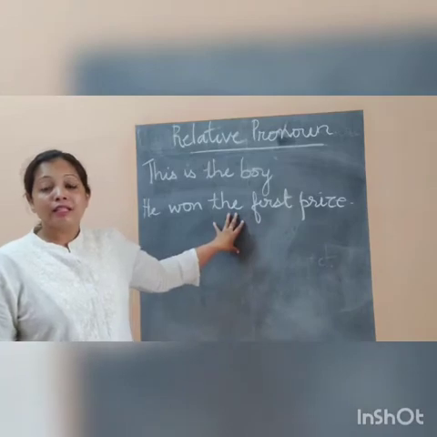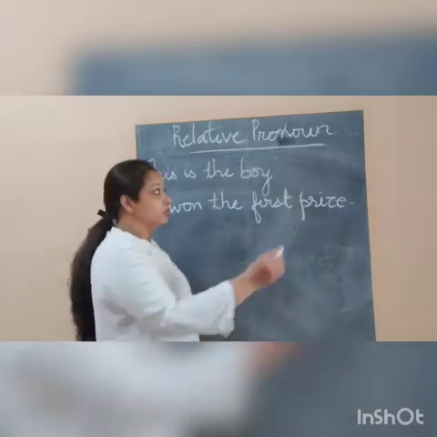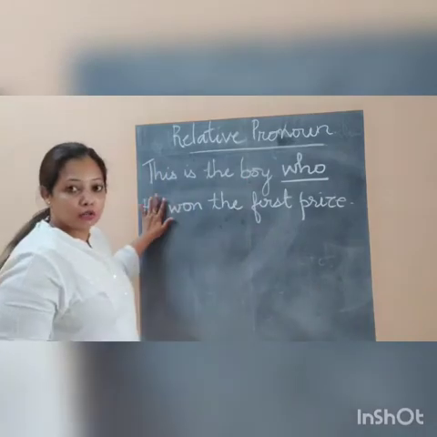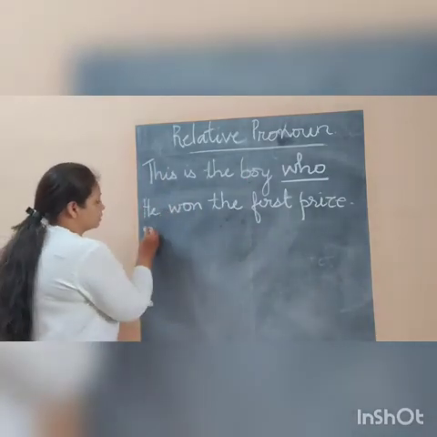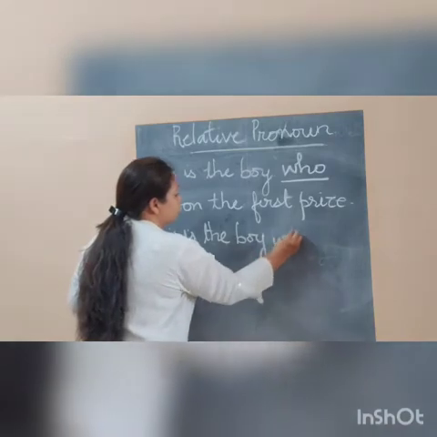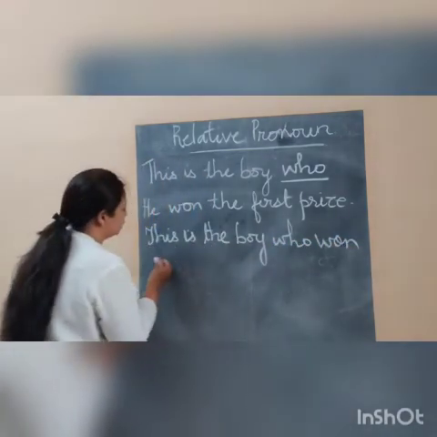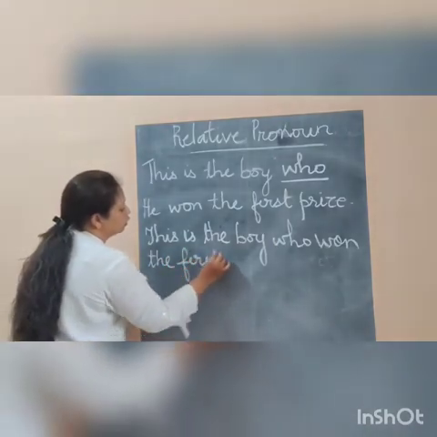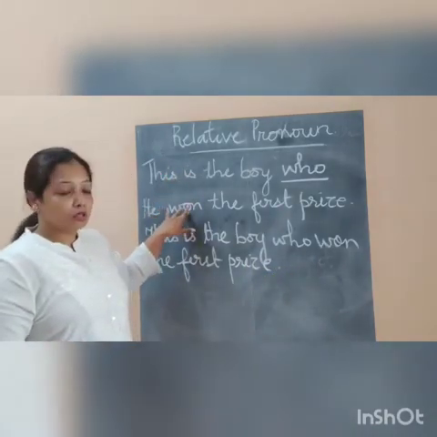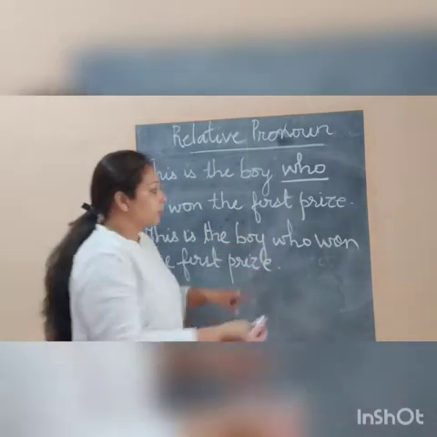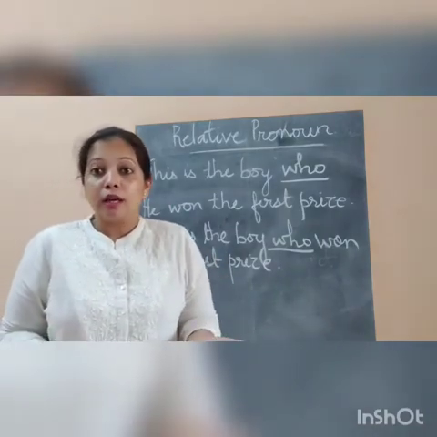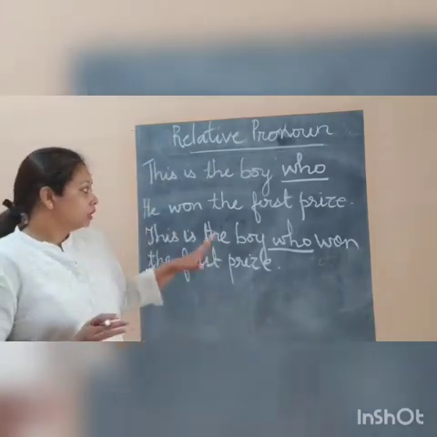So now these are the two sentences. Now we can join these two sentences by the word who. Now instead of writing, I will just write here the whole sentence. So this is the boy who won the first prize. Okay, so you can see I have joined these two separate sentences by who.